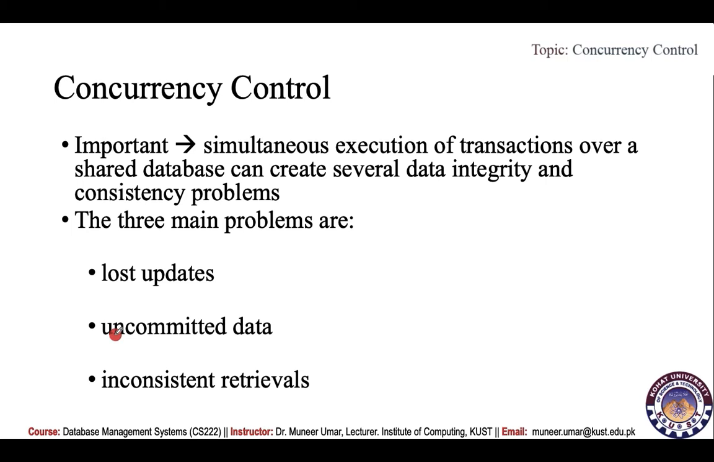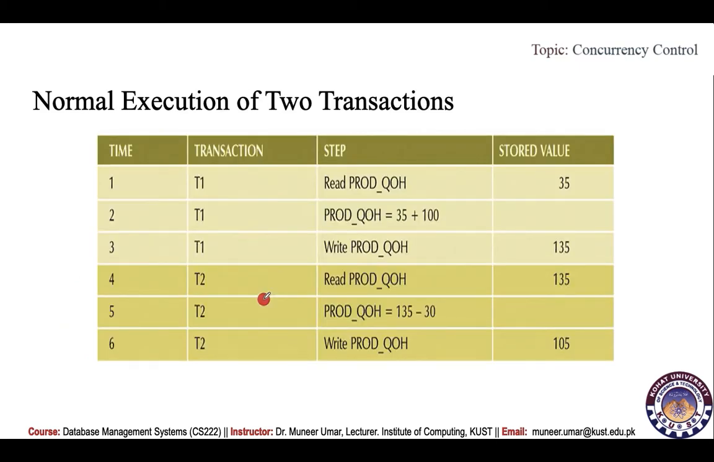In concurrency control, one important thing is that simultaneous execution of transactions over a shared database can create several data integrity and consistency problems. If there are concurrent transactions, then it is obvious that some transactions may access a field at the same time, and such an act may cause issues with data integrity, or may make the data inconsistent. There are three main problems. The first one is lost update, the second one is uncommitted data, and the third one is inconsistent retrievals. These three problems are due to the concurrent execution of transactions. We will look into these three types one by one. So the first one is normal execution of transactions.